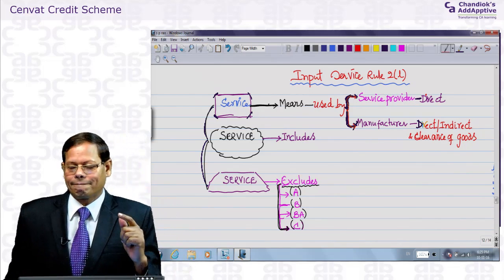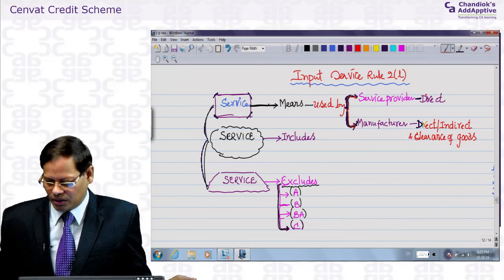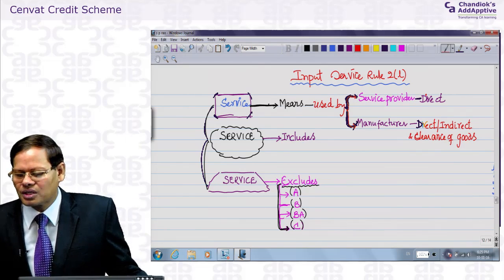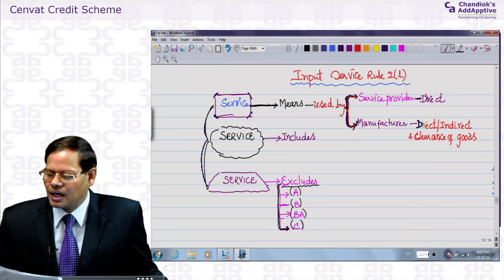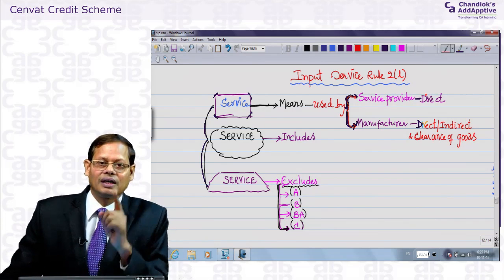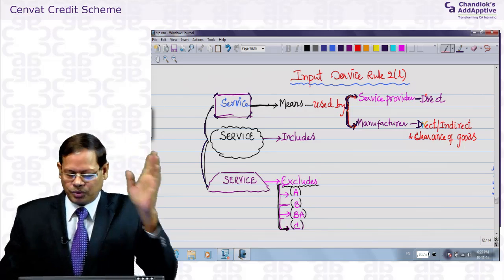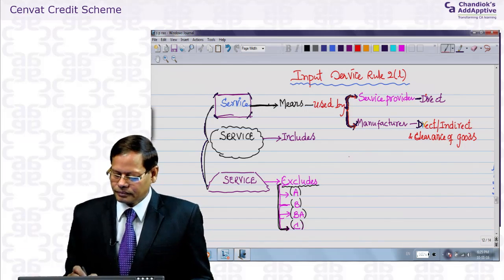Clearance of goods, clearance of final products, he is talking about final products, not inputs or semi-finished goods. So, the language says manufacture of final products and clearance of final products. So, clearance of final products up to the place of removal, that is it. This is what we have to understand.